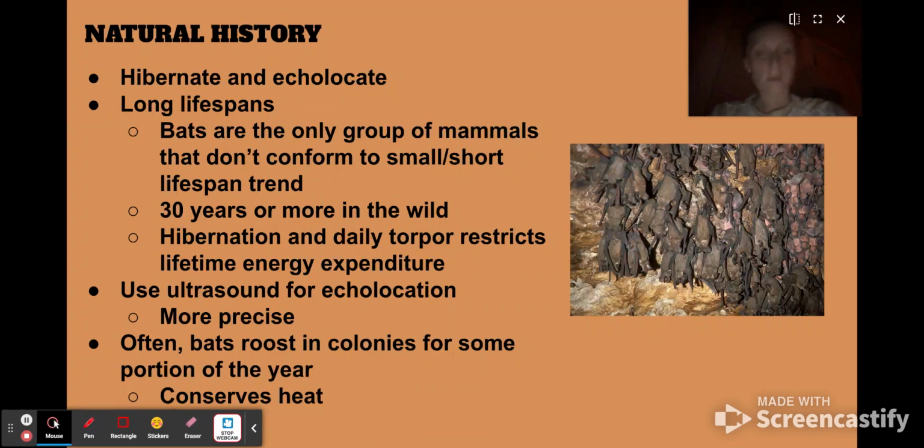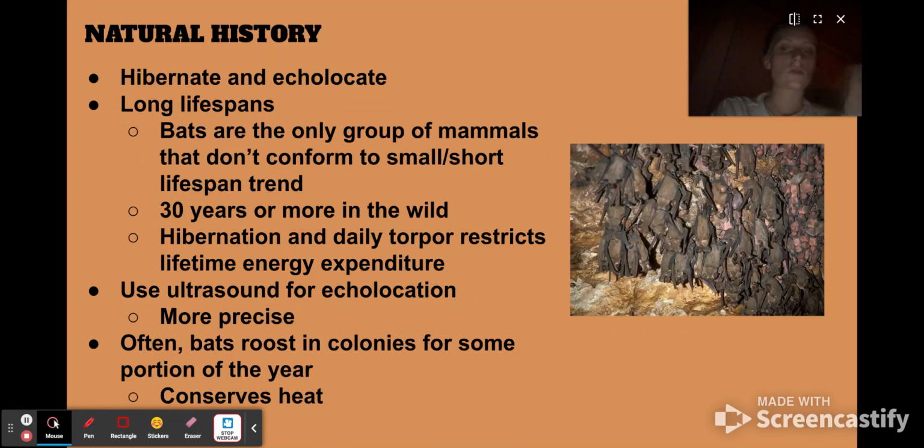They have long lifespans, which means that they're really the only group of mammals that don't conform to the normal trend of smaller animals having shorter lifespans, because most do. They usually live for about 30 years. I think the highest recorded age was 41. There are a couple different thoughts as to why they live so long, but hibernation and daily torpor, which is where metabolism and body temperature lower, restrict lifetime energy expenditure and allow them to live longer compared to smaller rodents or other mammals that are just going all the time.